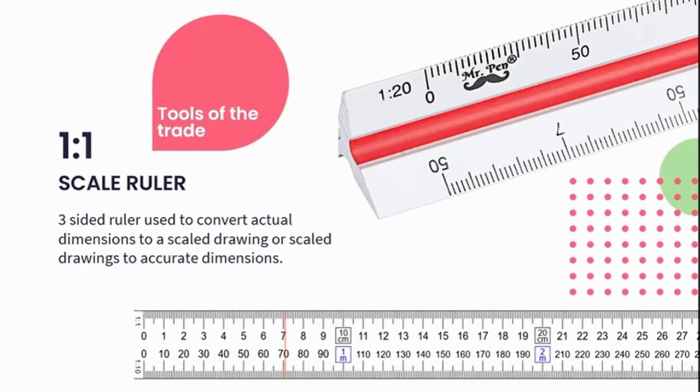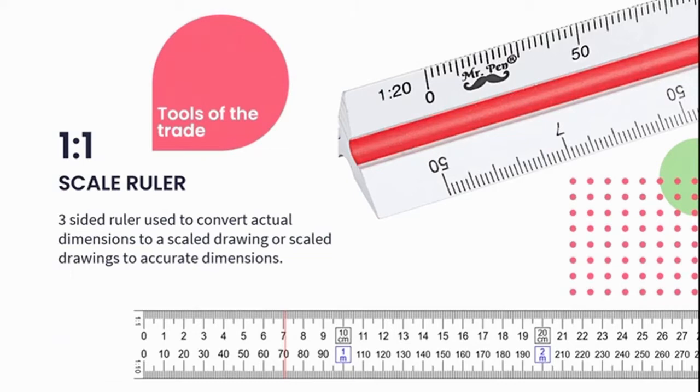So let's look at how to read the scale ruler. On each side of the ruler, on the far left, before the 0 mark, you have your ratio. So as you can see on the screen, we've got a 1:20. So we're looking at a 1 in ratio to 20.